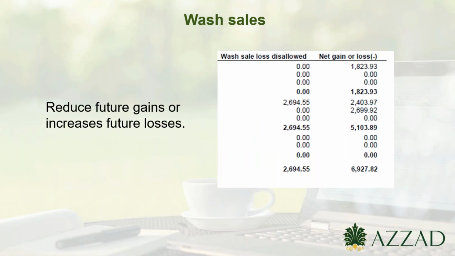One column on your 1099-B may include a value under wash sales. A wash sale occurs when a security is sold for a loss and a substantially identical security is purchased within 30 days before or after the date of sale. When this happens, the loss is disallowed and can't be deducted. The disallowed loss is added to the basis of the purchased security as reported here on this 1099-B. This reduces future gains or increases future losses. You will report any wash sales on your tax return.